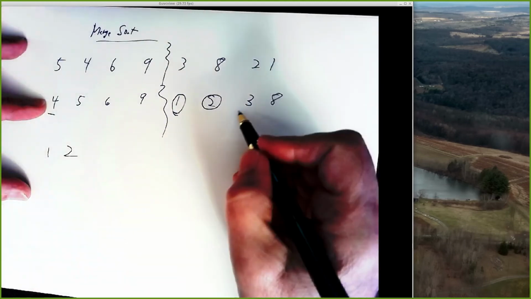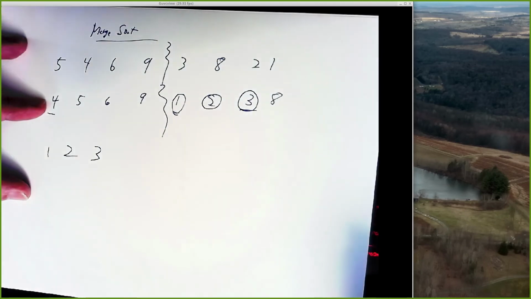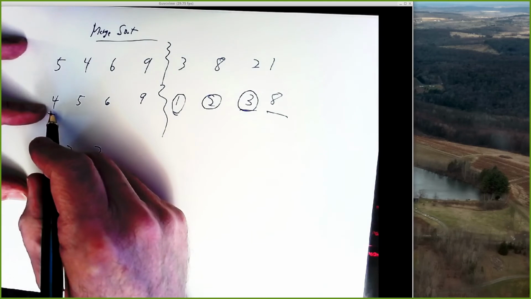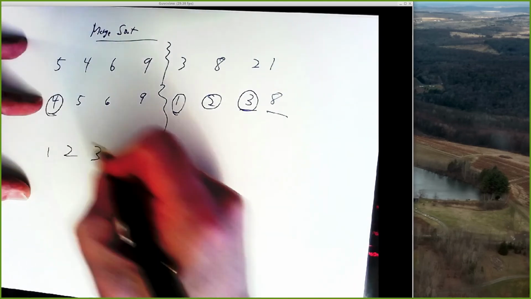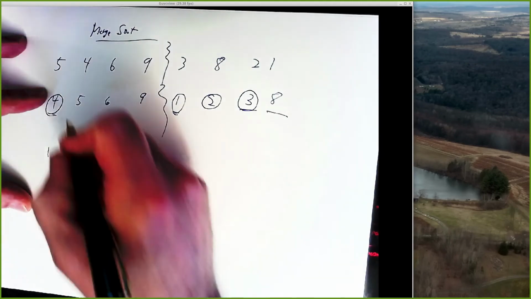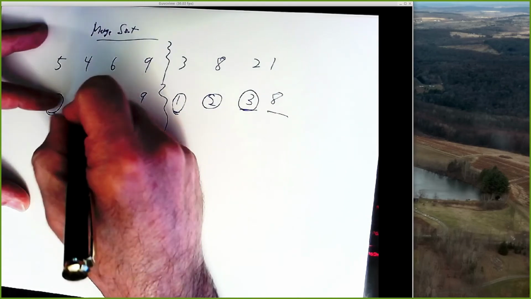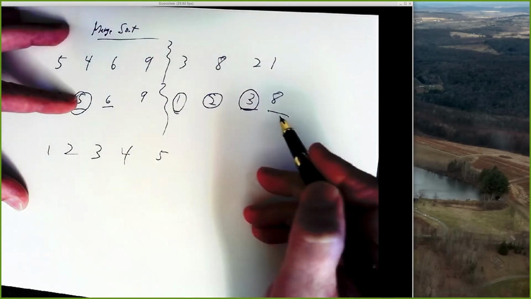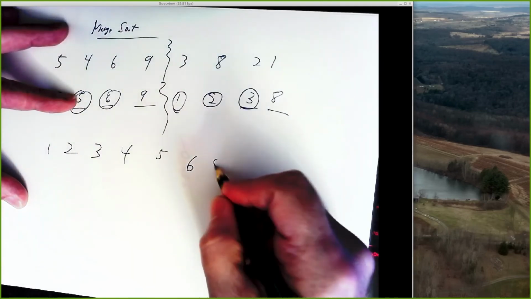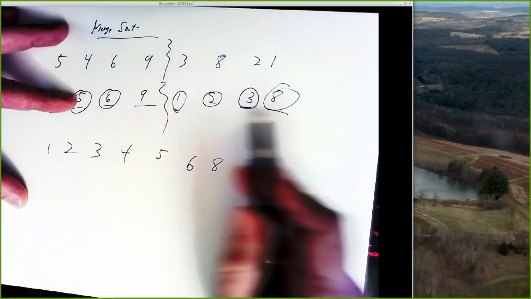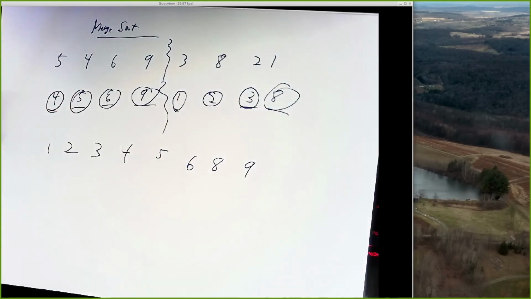Now look at the 4 and the first thing in this list, 3. The 3 is smaller. That goes in my output. Now look at a 4, first thing in this list, and an 8, first thing in this list. The 4 is smaller, so that goes into my output. And now look at the first thing in each list, 5 and 8. 5 is smaller. Now look at the 6 and the 8. 6 is smaller. Now look at the 9 and the 8. 8 is smaller. And now there's nothing left in this list, so I'm going to take the 9 and put that in my output.